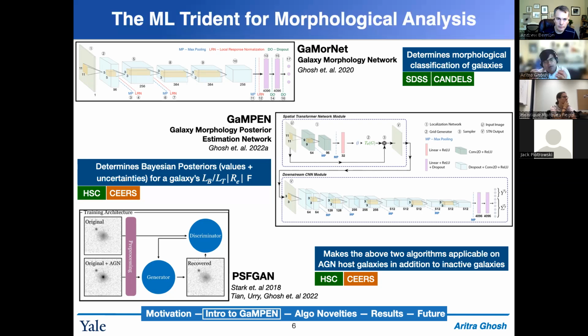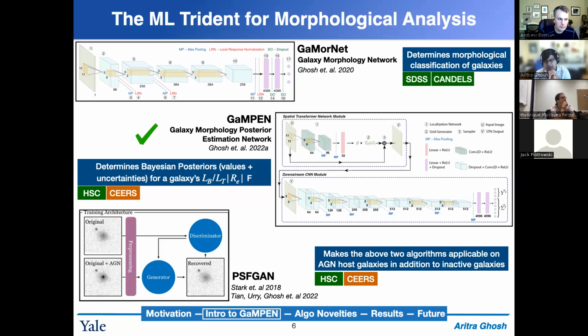As you might know or expect, it's slightly different to work with AGN host galaxies because the point source at the center can be so bright that it outshines almost the entire galaxy. So you need to take that point source out. So that's why we need a separate algorithm to do some pre-processing. And for today's talk, I will focus mostly on the second algorithm that we have developed, called the Galaxy Morphology Posterior Estimation Network, or GaMPEN.